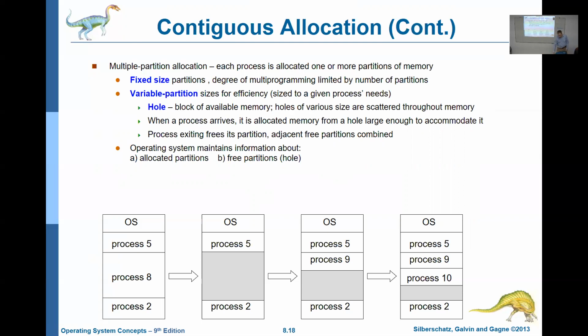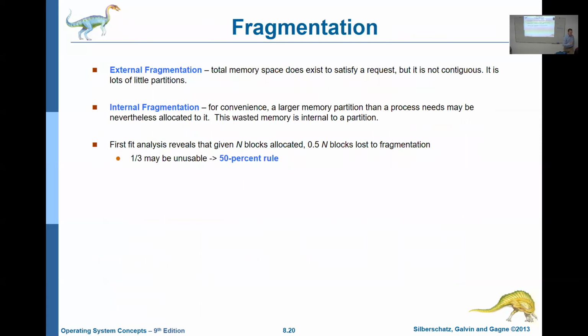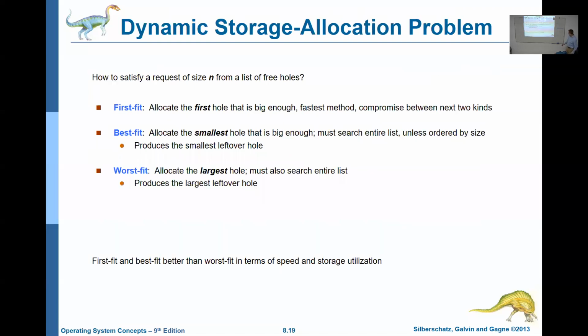External fragmentation is not going to happen so much here, but we're going to talk about it more in the variable one. Next slide. External fragmentation is when total memory space does exist to satisfy the request, but it's not contiguous. In other words, it's not all in a block. I could almost say, let's make a rule. In fixed size memory allocation, you're always going to have internal fragmentation. In variable size, you should never have internal fragmentation, but you will end up having external fragmentation.